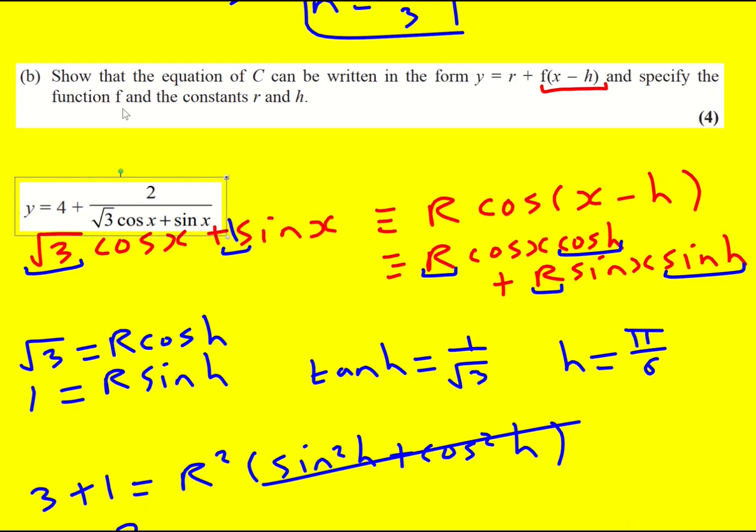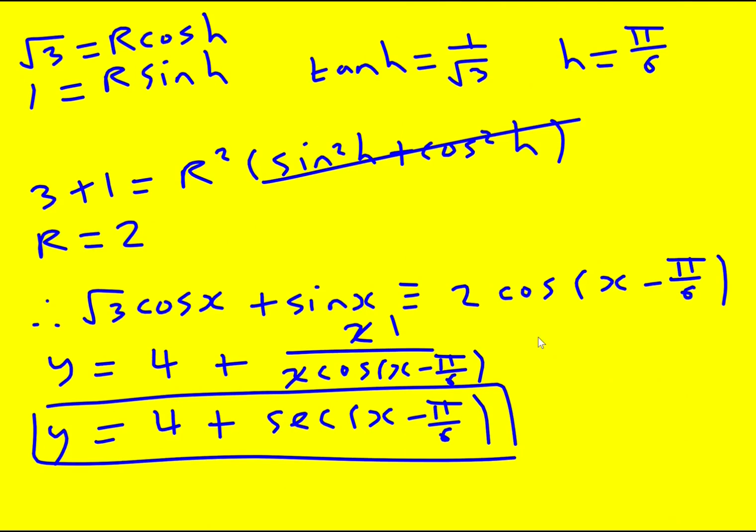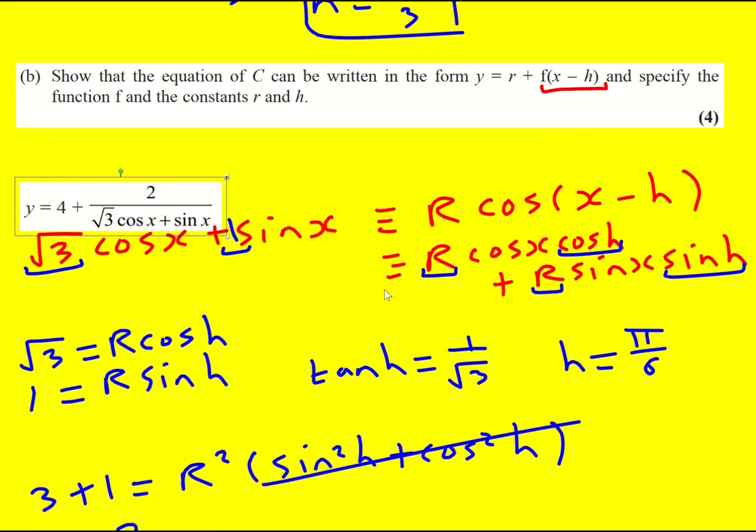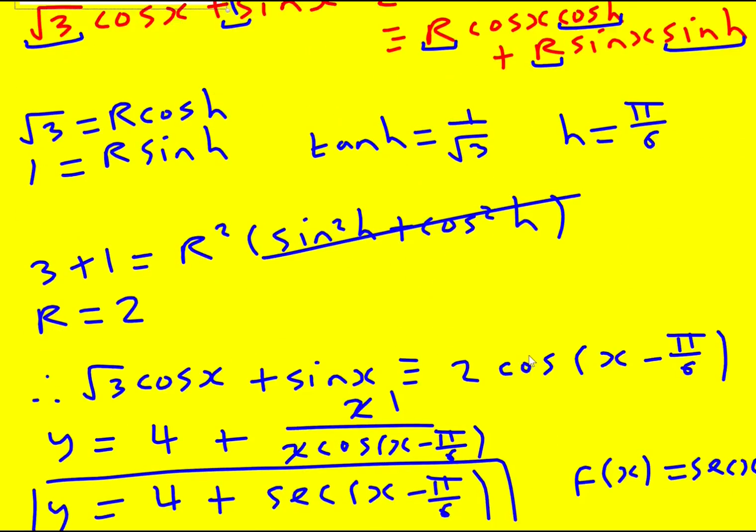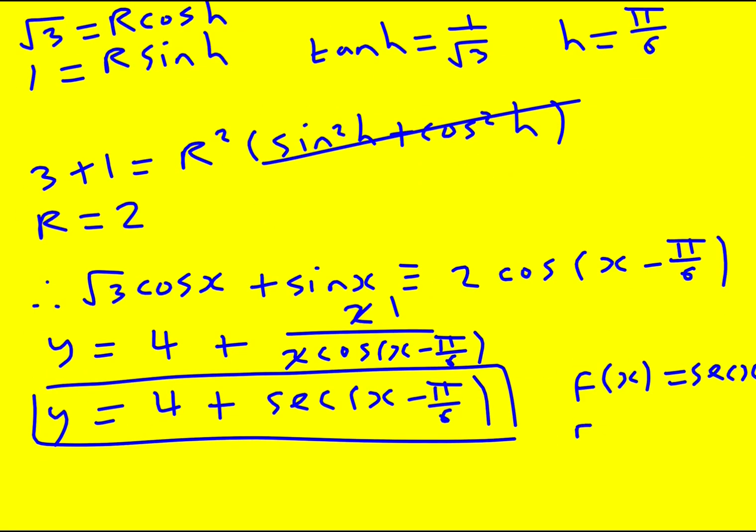Now we were asked to specify the function f, so I better do that. F of x is equal to sec x. Also asked to specify the constants r and h. R equals 4 and h equals pi over 6. That's pretty comprehensive.